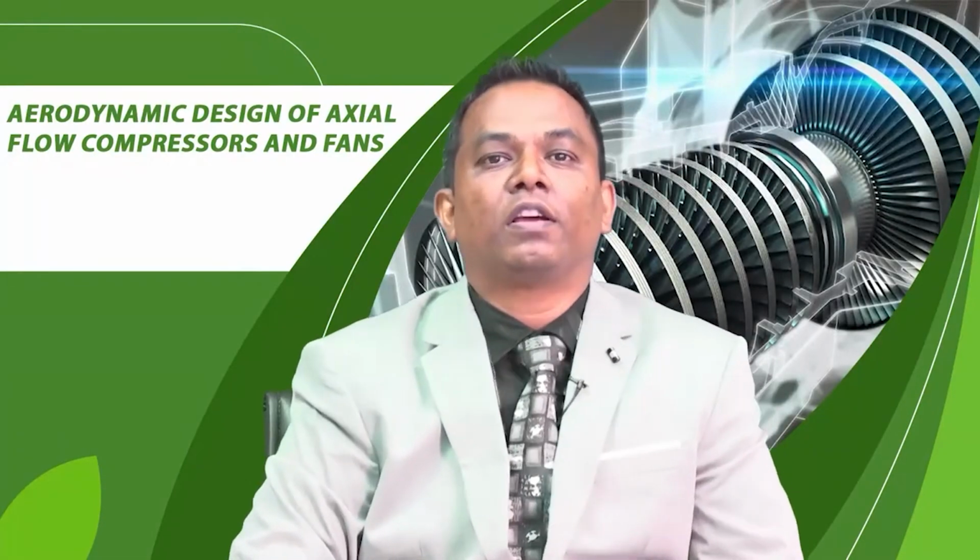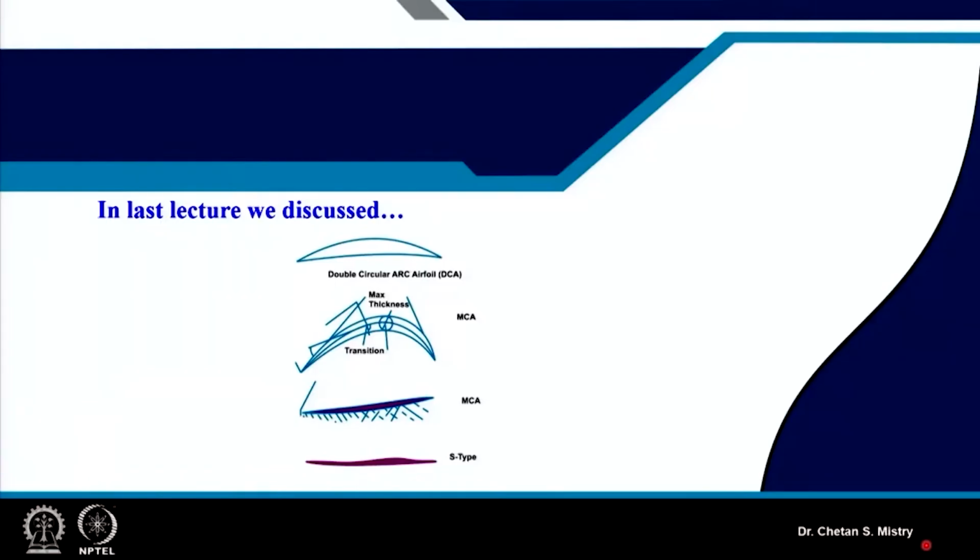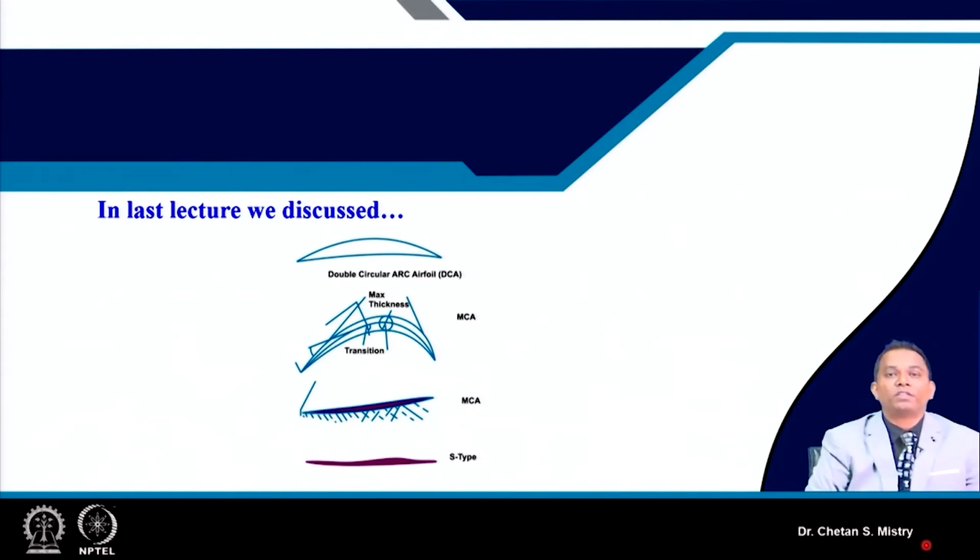Hello and welcome to lecture 53. We are discussing transonic compressors. In the last lecture we started discussing the effect of different flow parameters on flow behavior within the blade passage. We were discussing the formation of losses. We have discussed the different losses that occur because of change of incidence angle.